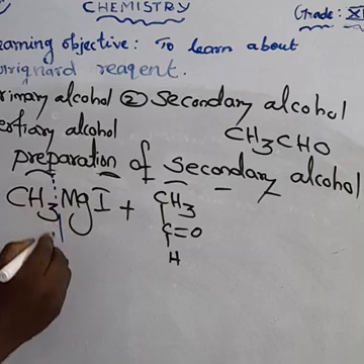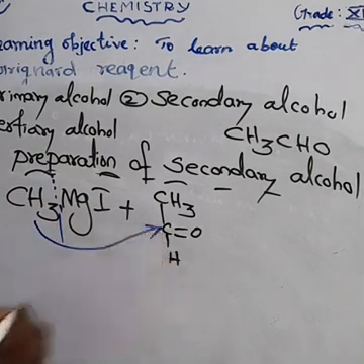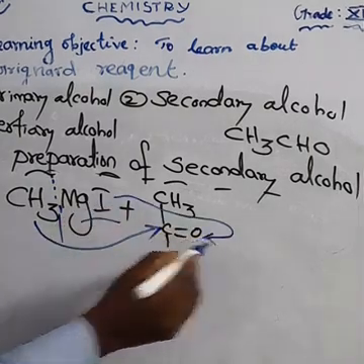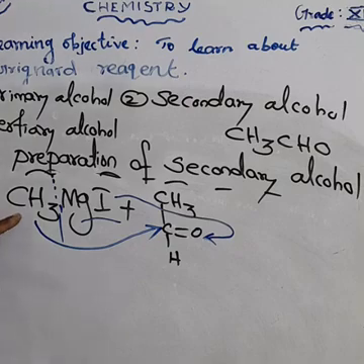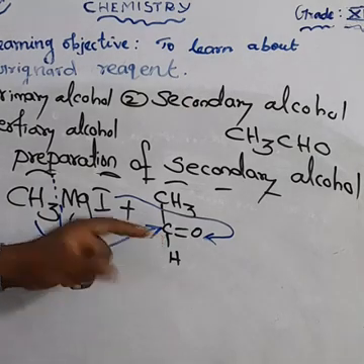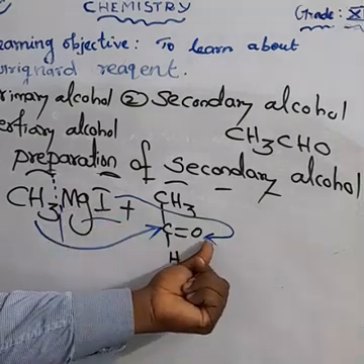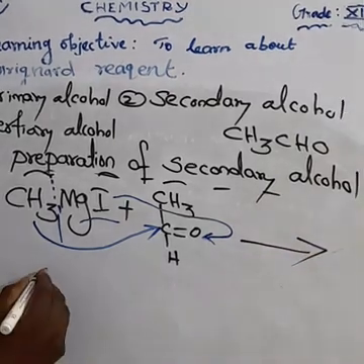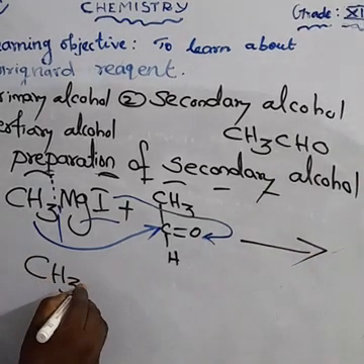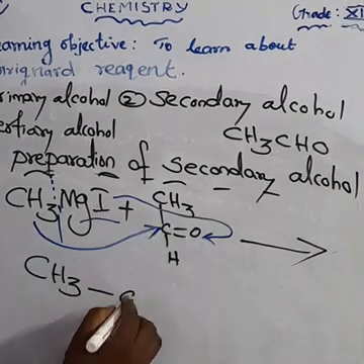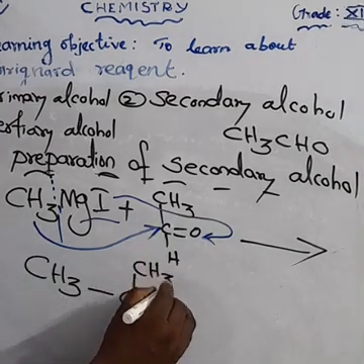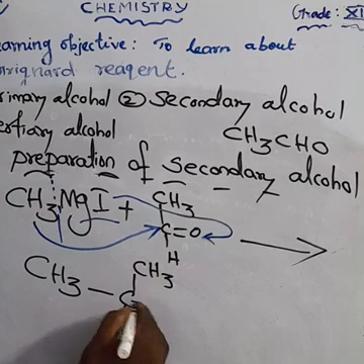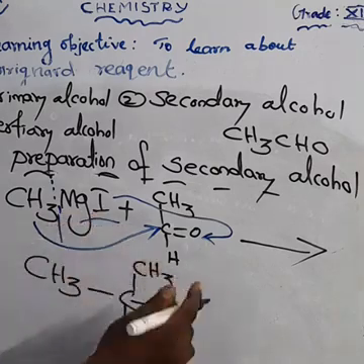This methyl group is attached to this carbon. The magnesium iodide reacts with this oxygen and is attached to this oxygen. So the methyl is attached to this carbon, and magnesium iodide is attached to this oxygen. So what is our expected product? CH3 is attached to this carbon, CH3 below, having hydrogen. The double bond is converted to a single bond, so oxygen, and the MgI is attached there.